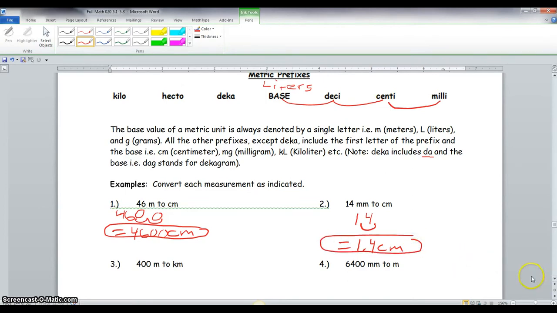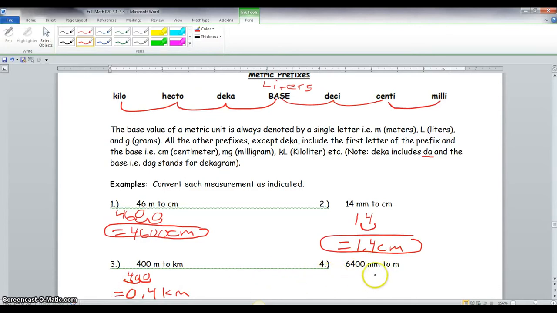Now we go here to number 3. We have 400 meters to kilometers. So we have our base here. Now to go from the base to kilometers, we have 1, 2, 3 places. So we need to move our decimal 3 places to the left. So we'll write 400, put our decimal here at the end, and move it 3 places to the left. So that will give us 0.400. Now you could write 0.400, or you could just leave it at 0.4 kilometers.